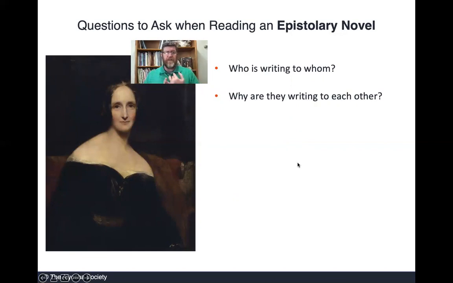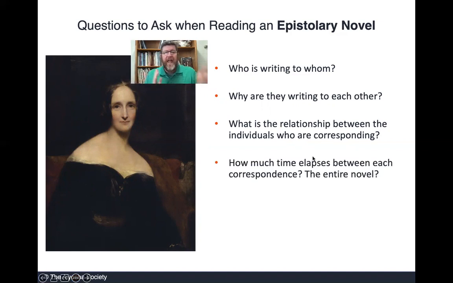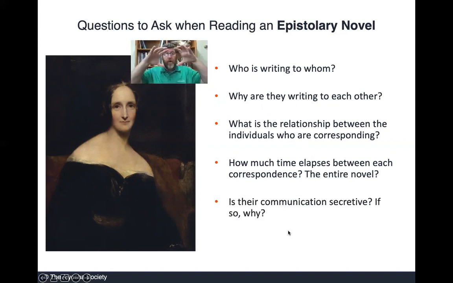But you want to ask these questions. Who is doing the writing and to whom? Why are they writing to each other? What's their relationship? And can you get a sense of how much time is going by between each correspondence and also in the whole novel? I mean, are we talking about 6 weeks or 6 years or longer?